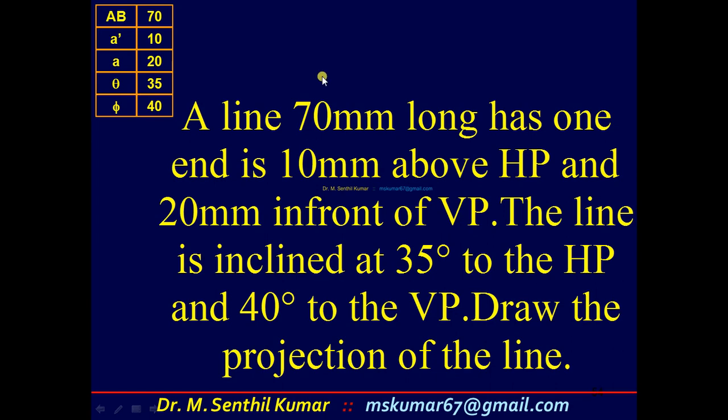You see here how many data will be given to you: 70 number 1, 10 number 2, 20 number 3, 35 number 4, 40 number 5. If you are given 5 data, then only, as I said earlier, can you solve the problem. Suppose you are given only 4 data, that is less than 5 data, then you have to consider and assume one more data. Else, if you are given more than 5 data, say for example 6 data, the problem cannot be solved. So here the problem can be solved because you are given only 5 data. These are the 5 data.